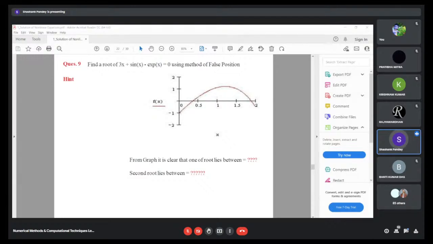So we are not interested in this second root. We are interested in finding the root which is lying between 0 and 0.5. Can any one of you give this answer? So let us see who can give the answer within 5 minutes. We'll wait for 5 minutes.